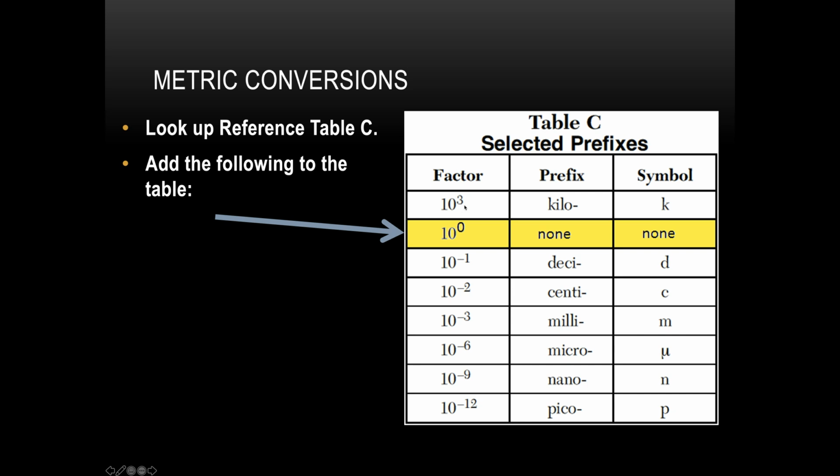So if you have 1,000 grams, you have a kilogram. If you have just 1 gram, that's a gram. If you have 1/10 of a gram, that's a decigram. 100th of a gram is a centigram. 1,000th of a gram is a milligram. A millionth of a gram is a microgram. A billionth is a nanogram, and a trillionth is a picogram.